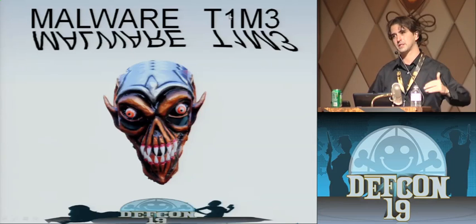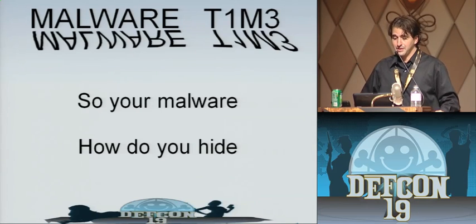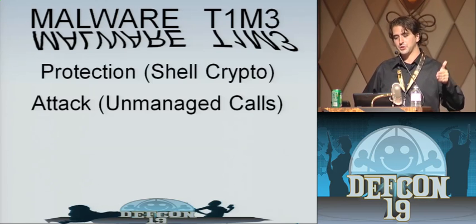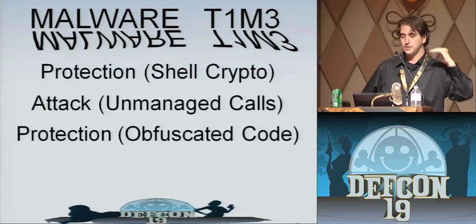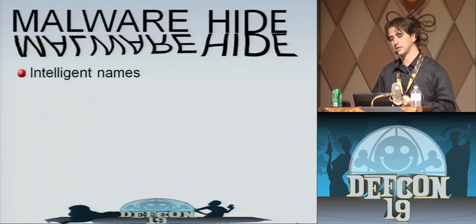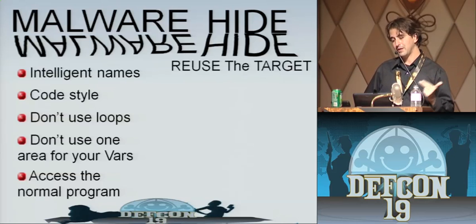So for malware, there's 1% of us that make malware. How do you hide? You use the same things. Use shells, cryptos. If they call unmanaged code, you break out and attack. Use obfuscated code, sign DLL protection to make your target feel secure. You want to use intelligent names like your target, coding style like your target. You want to blend in with your target.